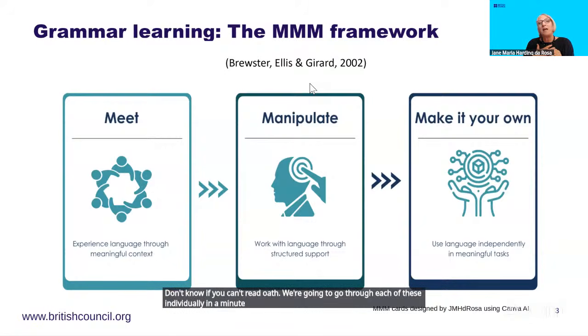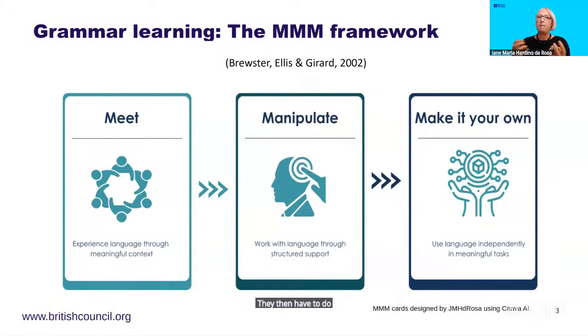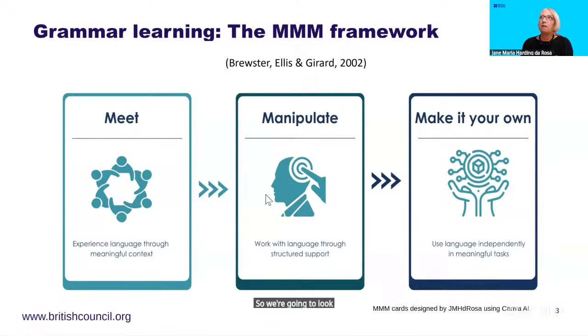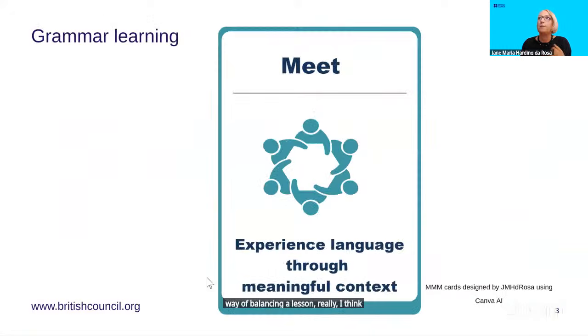So for me, language learning is about this MMM, where you need to give them an opportunity to meet language. They then have to do something with it, so they're manipulating it. But most importantly, they need to make it their own. They need to have ownership. So we're going to look at these three ways of structuring and balancing a lesson.